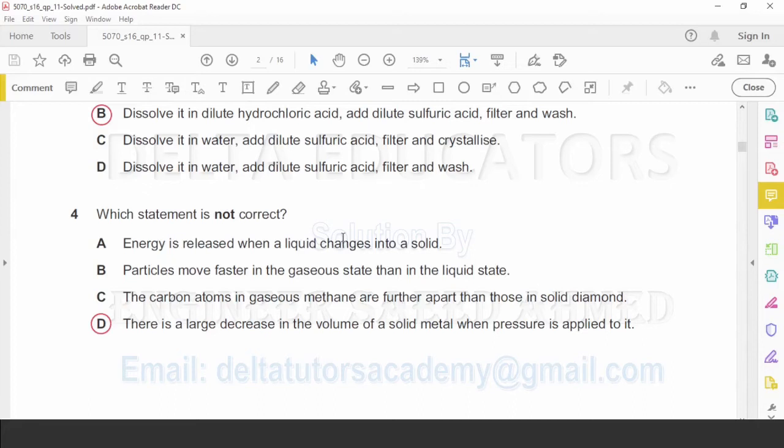Option D, there is a large decrease in the volume of a solid metal when pressure is applied to it. No, it is incorrect. In solid, molecules are tightly packed, and with increase in pressure, there will be no significant change in the volume. So there will be no large decrease in volume with the increase in pressure. So this statement is incorrect, and we have to find out which statement is incorrect. So here our correct option is option D.